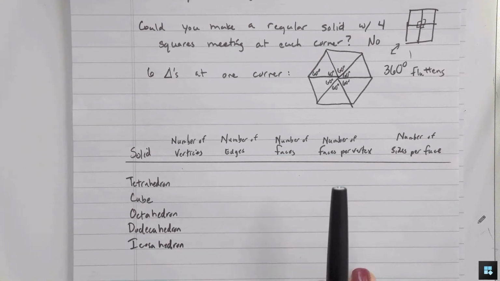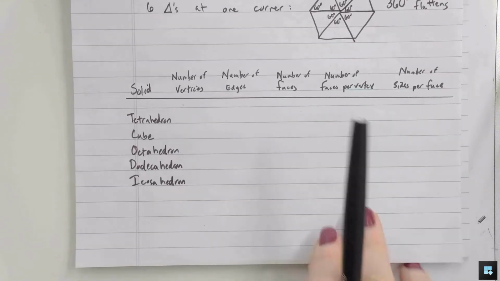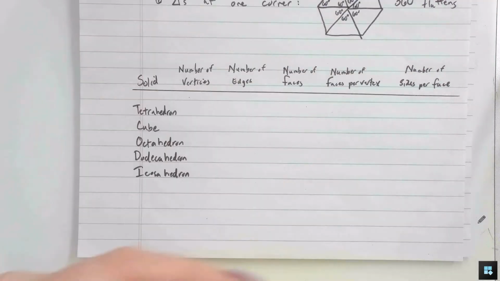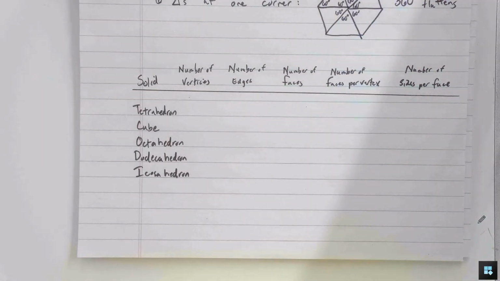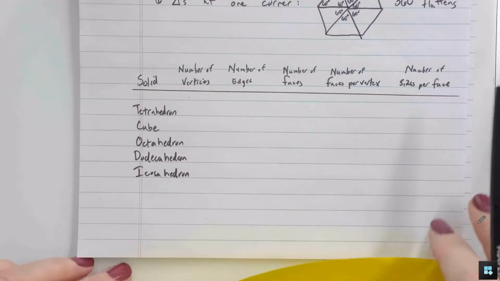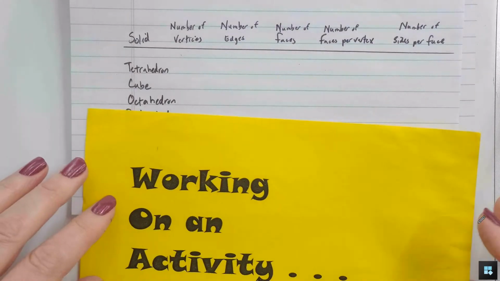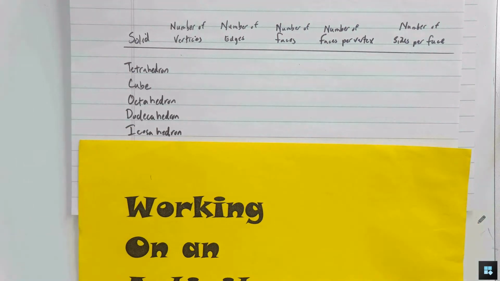So work on this together in your groups, and then I'll come around and see how you're doing with that. I can look at your Platonic solids if you have questions while we're doing that. And then after we get the charts filled out in our groups, we'll talk together about the chart.